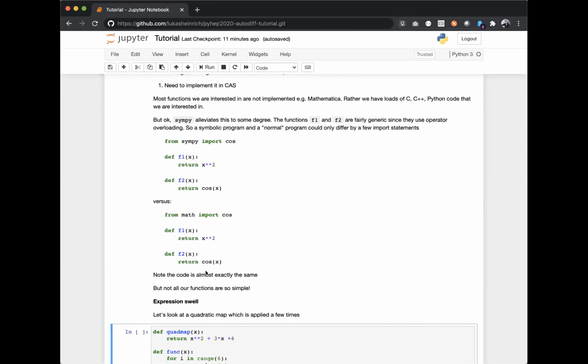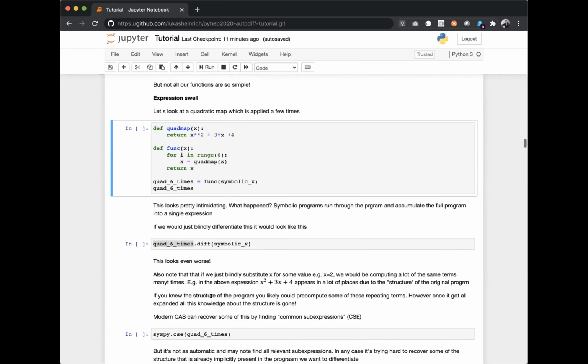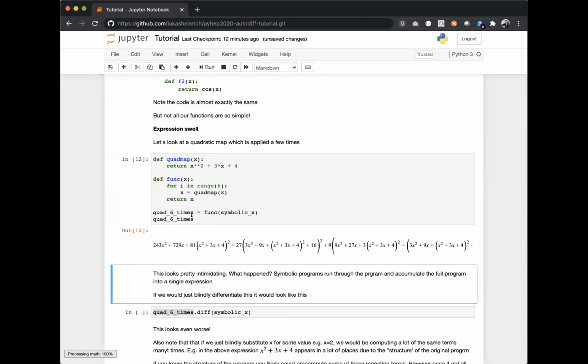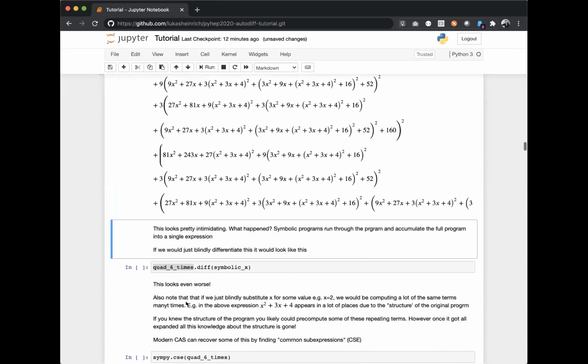And so one thing that can happen is something called expression swell, which happens if you have standard programming practices like recursion or looping constructs. Let's take a look at a pretty simple function, which is x squared plus 3x plus 4. That's pretty banal. And then we have a function that just loops six times and updates the value onto itself. So you replace the x value with this quadratic map, and then you run this 6 times. And if you look at what the expression looks like, it's kind of horrible.